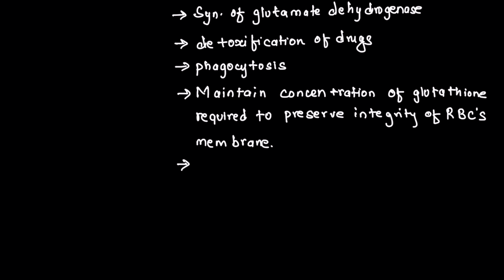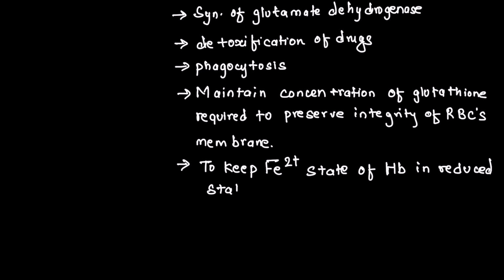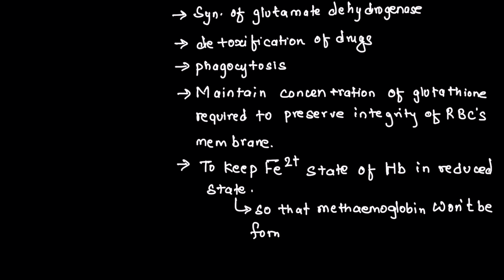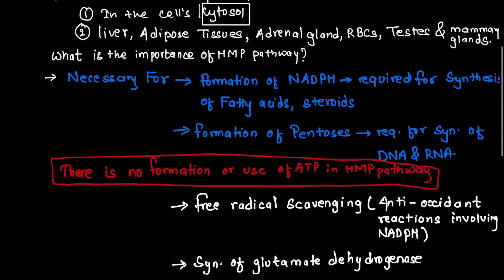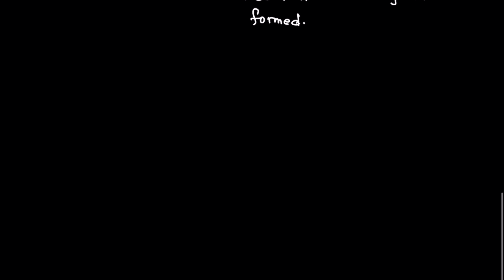In other words, it is necessary to keep the Fe2+ state of iron in hemoglobin in the reduced state, so that methemoglobin won't be formed. These are the various importance of the HMP pathway. Now let's go towards the process of the HMP pathway. How does it take place?